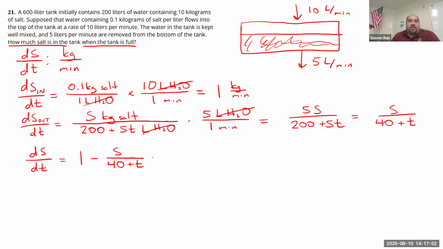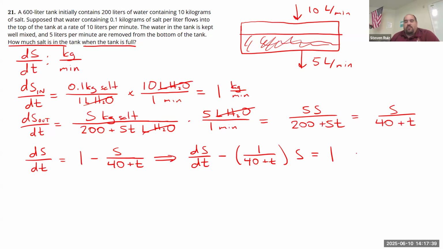All right, so here's our differential equation that I want to solve. How do I solve it? I want to put this in the form that we've just been dealing with. So let's move some things around. ds/dt, and then I want to move over my other variable term. I'm also going to separate this out: ds/dt plus 1 over (40 plus t) times s equals 1.